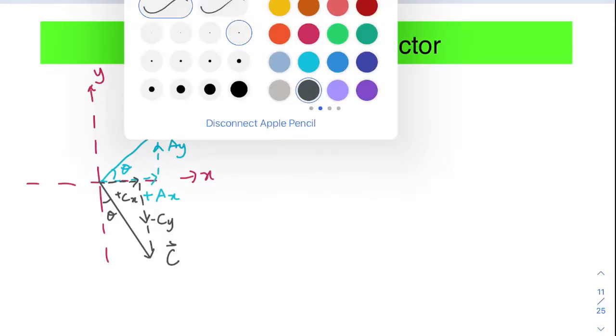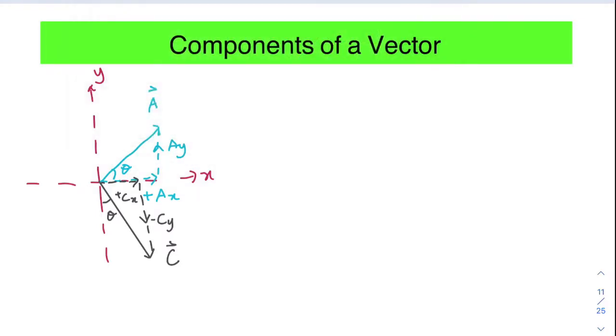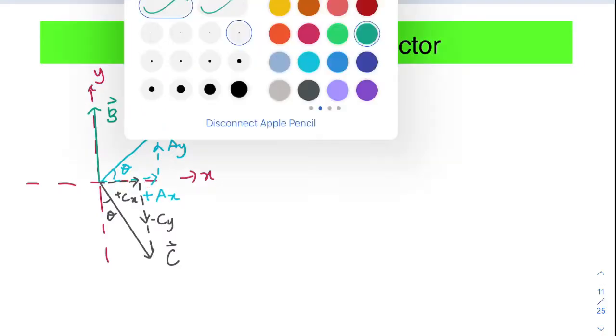Let's say you have another vector here, vector B. Does vector B have any x component? No. Why is it so? Because it's pointing along y only. Along y only. There is no component in terms of x.